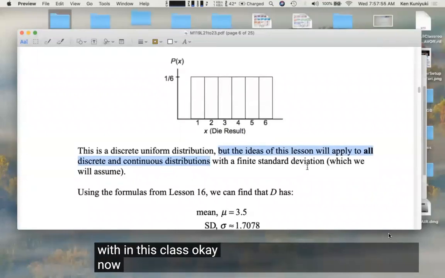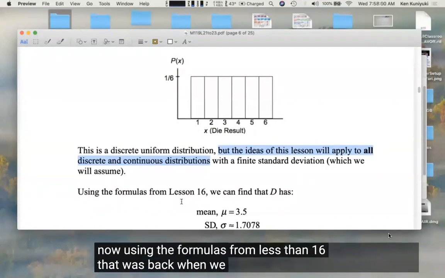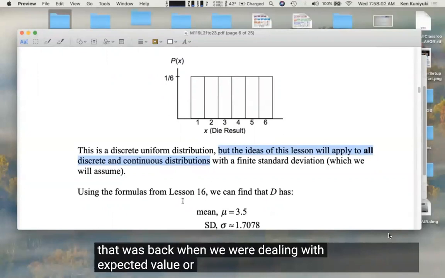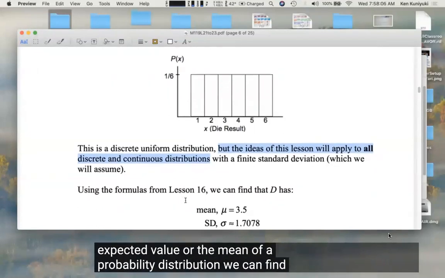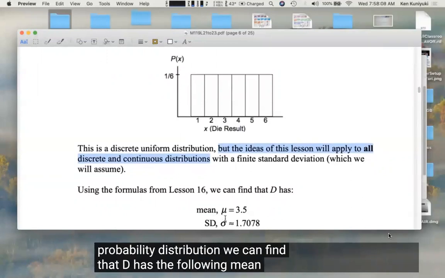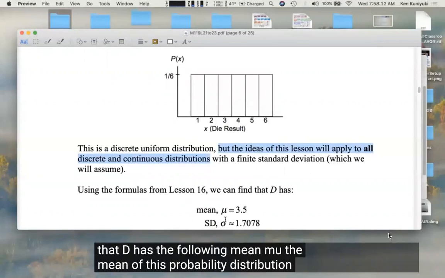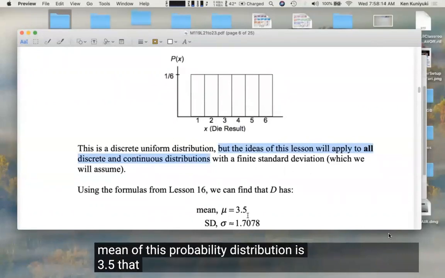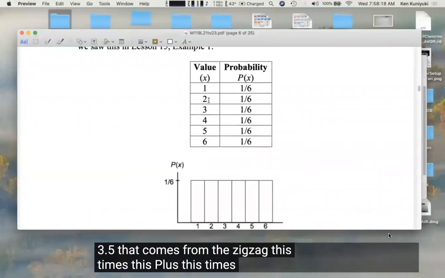Okay, now using the formulas from lesson 16, that was back when we were dealing with expected value or the mean of a probability distribution, we can find that D has the following mean. Mu, the mean of this probability distribution, is 3.5. That comes from the zigzag. This times this, plus this times this, plus this times this, plus this times this, plus this times this, plus this times this.